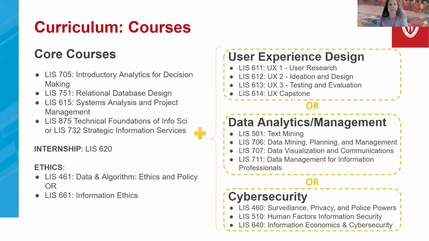So the curriculum includes 6 core courses and then 4 electives, which are taken from a bucket of user experience design courses, data analytics, or cybersecurity. So all students take introductory analytics, they take database design, they take systems analysis and project management, and they take technical foundations of information science. In addition to that, students will do an experiential learning requirement, which is either an internship or an in-class project that you work on with industry partners. And finally, all students in the program do take an ethics course. It can either be the general information ethics or it can be data ethics.